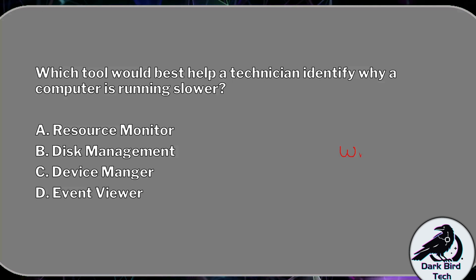So these are all Windows tools. So at least now we kind of know what operating system we're dealing with. Does it make a difference though for us with the question? Not really. Windows is a very common operating system in the workplace. So let's see. What would help us most identify computers running slower? So we're looking at execution, performance, and stuff like that.